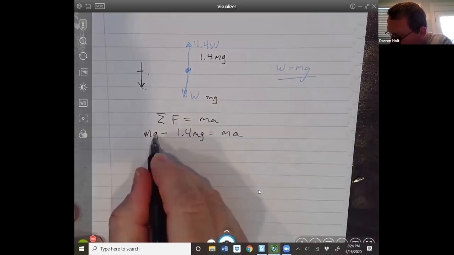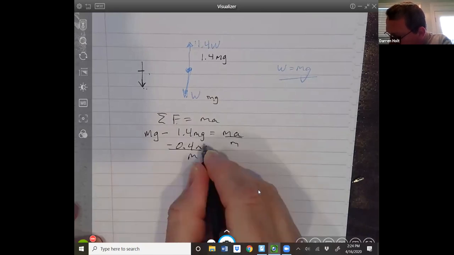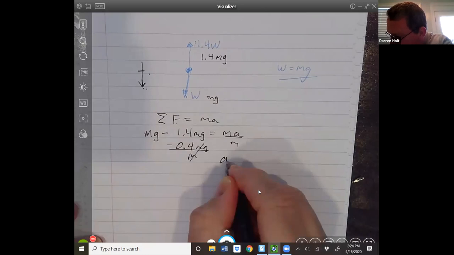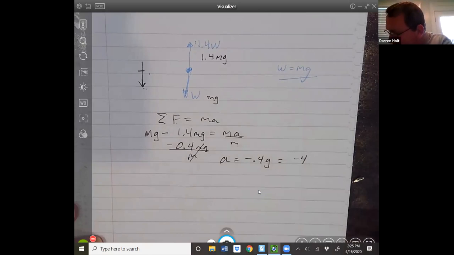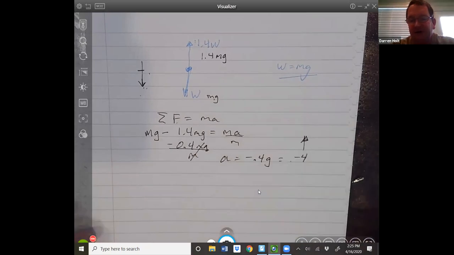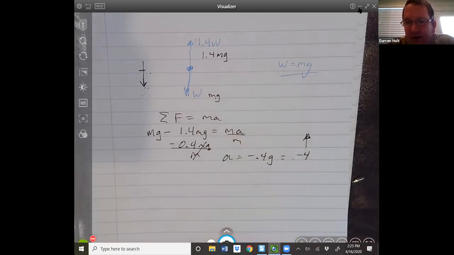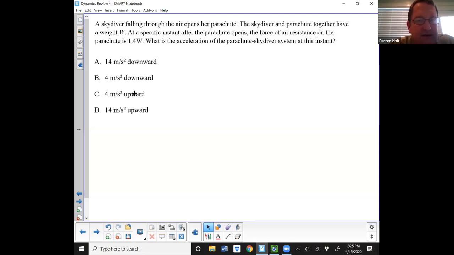mg minus 1.4 mg is negative 0.4 mg. Divide both sides by m, and you get that the acceleration is negative 0.4 times g, which is negative 4. And since positive is down, negative means up. So the correct answer on that one should be 4 meters per second squared upward, and that was choice C. That's straight applying Newton's second law.